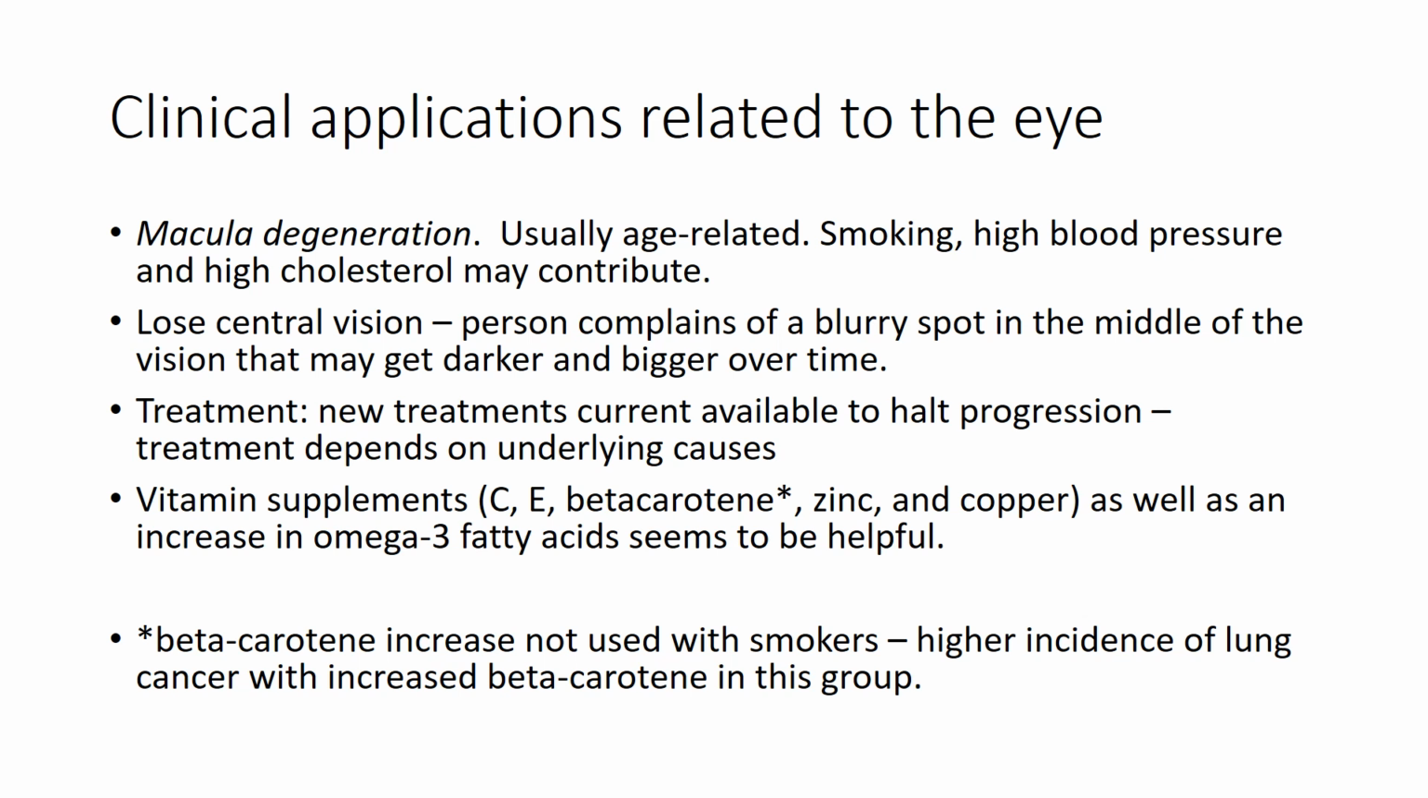There are new treatments available to halt progression, but the treatment will also depend on underlying causes. And one of the treatments that seems to be able to have some helpful impact is vitamin supplements, particularly C, E, beta carotene, zinc, copper, and an increase in omega-3 fatty acids. So they usually tell people with macular degeneration to eat a lot of fatty fish. And the beta carotene increase is not used with smokers, though, just as a caution, because there's a higher incidence of lung cancer with increased beta carotene when smokers use that.